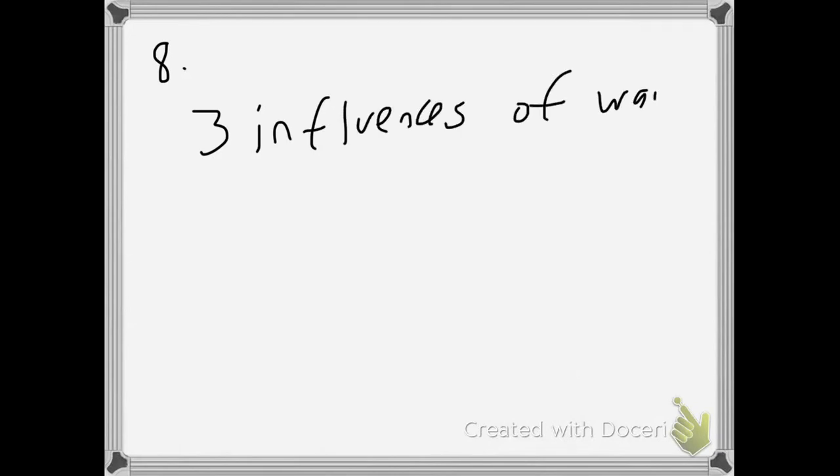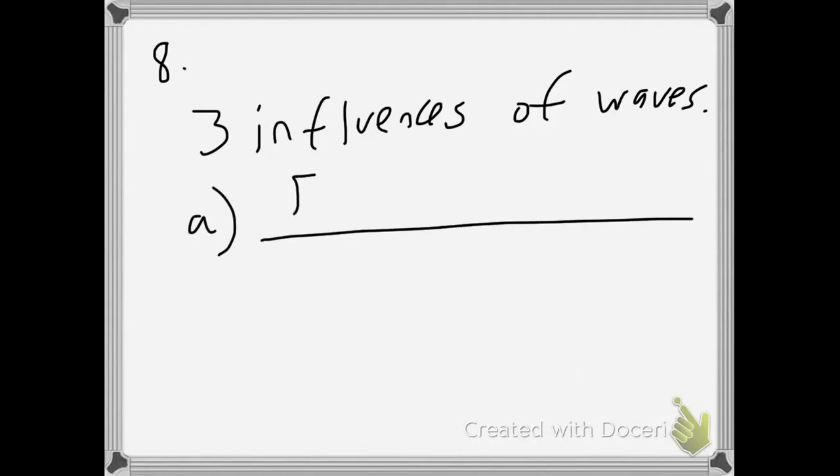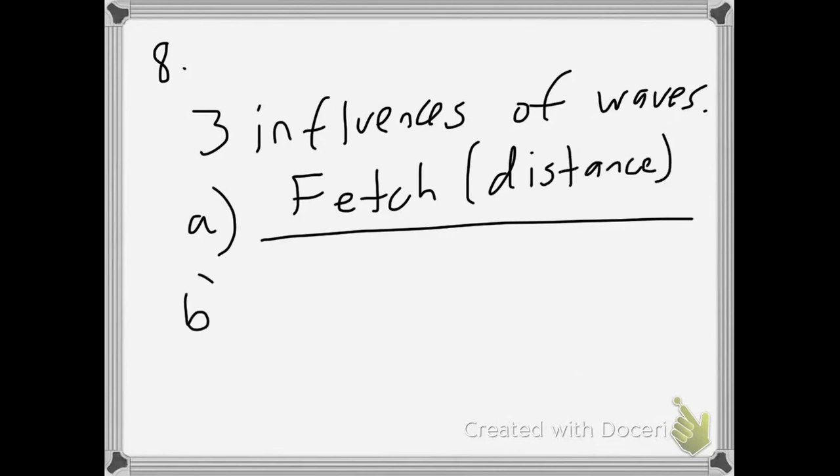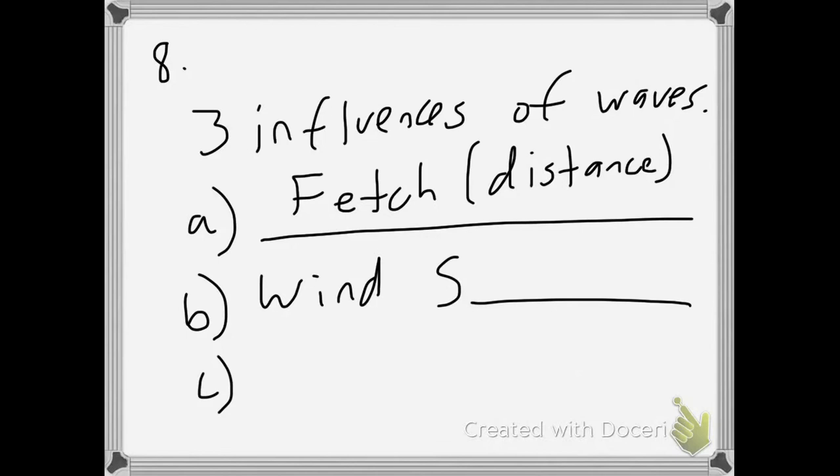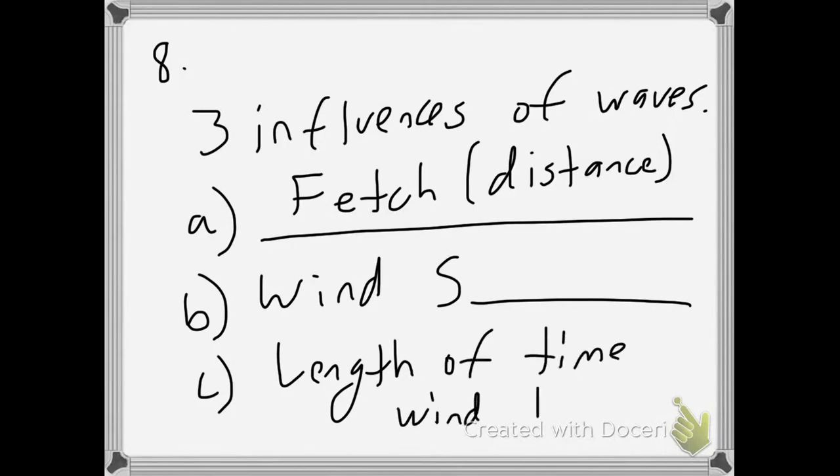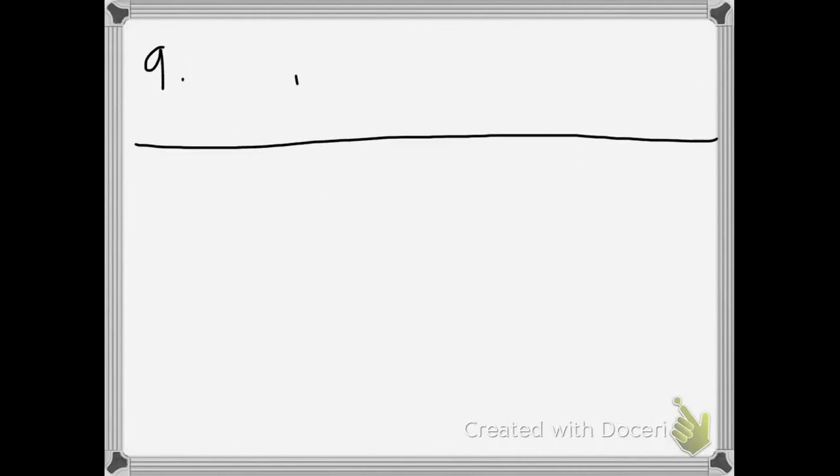So now we're going to discuss question number 8. We're over halfway done, if you believe that. Three influences of waves. So the first one starts with an F, and it's a game you play with your dog. Okay, this is fetch. This is a distance the wind has moved over the water. Letter B is wind S something. Okay, this is wind speed or velocity. And can you think of the third one that is missing? Okay, this is the length of time that the wind has blown across the water. Length of time the wind blows.